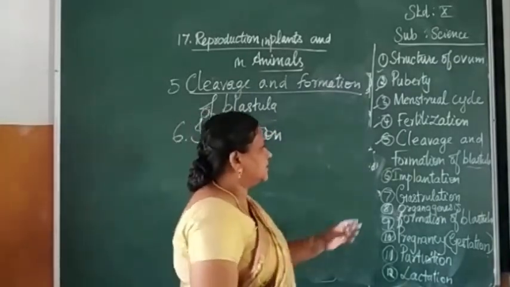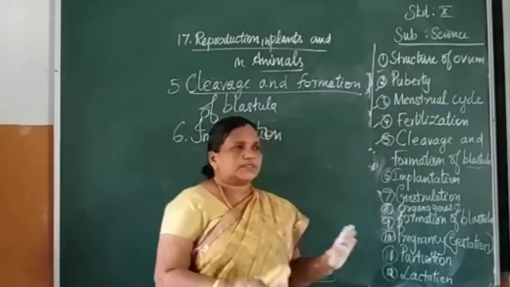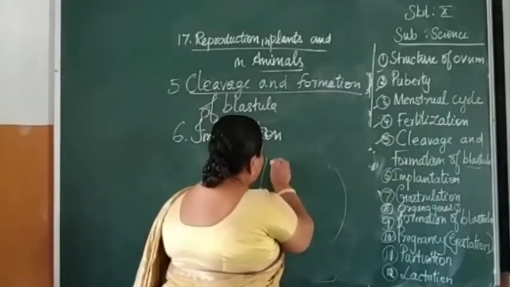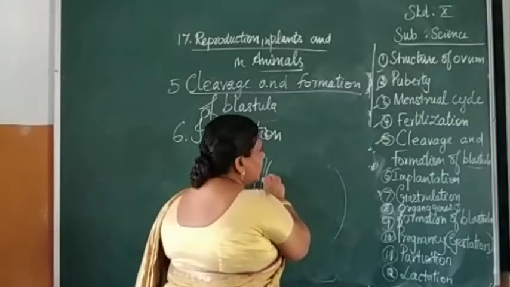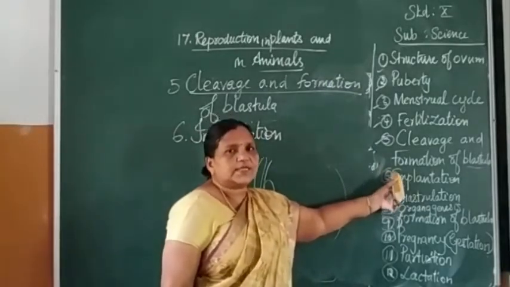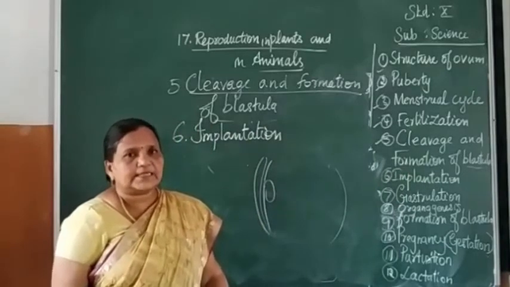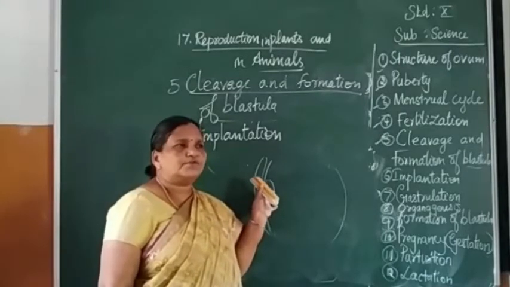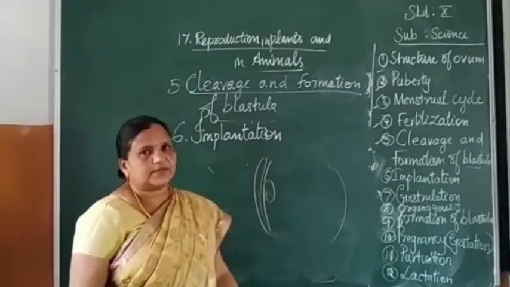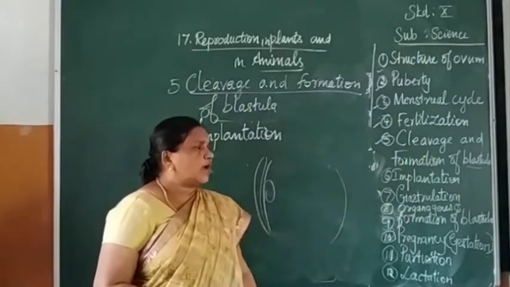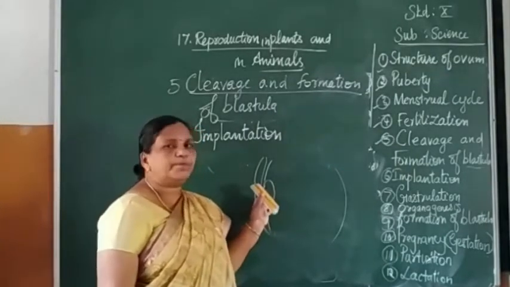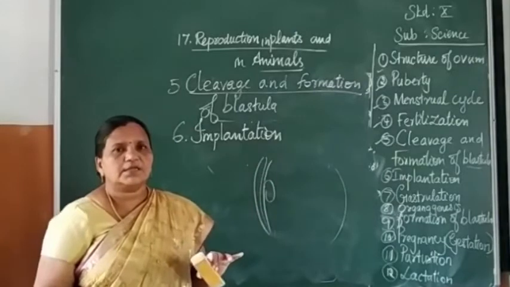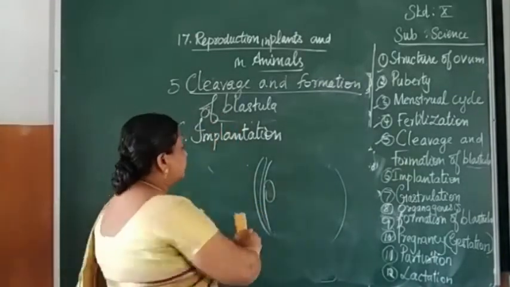This implantation means that when the blastula is formed from the zygote, it has to be taken to the uterine wall, and inside the endometrium it is implanted. That process is called implantation. So implantation means attachment of this blastula to the uterine wall or endometrium. The cleavage-stage zygote will be attached to the interior wall of the uterus, the endometrium. It is called implantation.